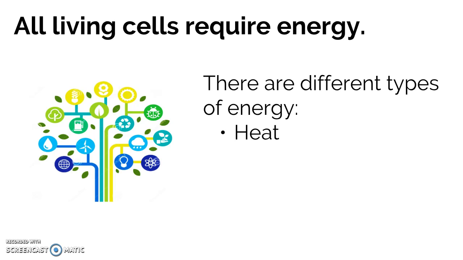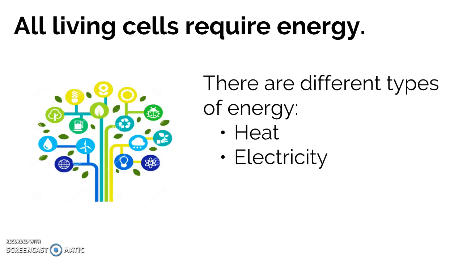But the first one on my list is heat. And we talked about heat very briefly in our ecology unit as the type of energy that can be transferred from one trophic level to the next, and how it's kind of pretty inefficient because approximately only 10% of the energy from one trophic level is available to the next. And the energy that hasn't been used for cellular work is given off to the environment in the form of heat.